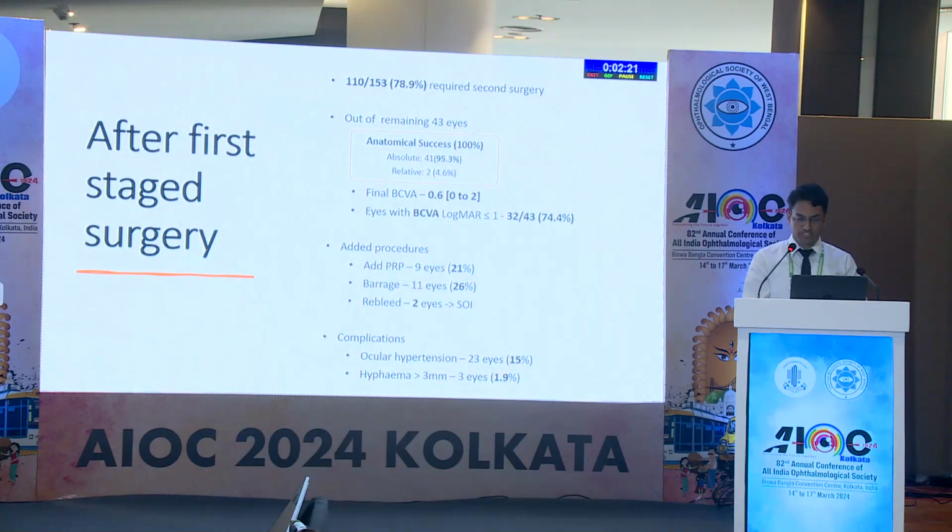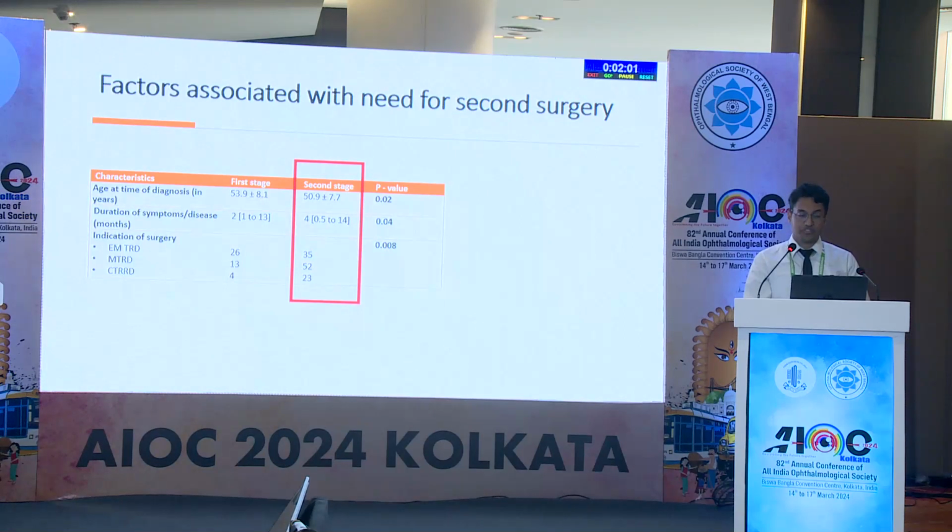So after the first surgery, 43 eyes didn't require a second stage surgery. Their best corrected visual acuity was 0.6 logMAR, and out of them, 9 eyes required add-on PRP, 11 eyes required barrage. 2 eyes had a rebleed for which they required repeat silicone oil injection. The factors that were associated with requirement for second stage surgery significantly were lower age at presentation, higher duration of symptoms, and involvement of macula, that is MTRDs and combined mechanism RDs.